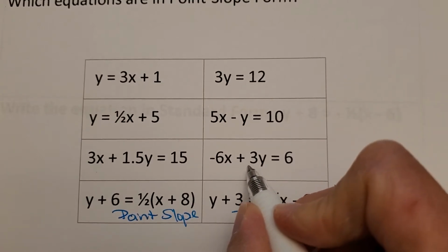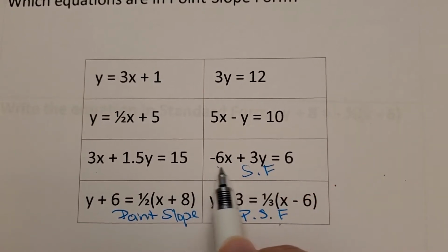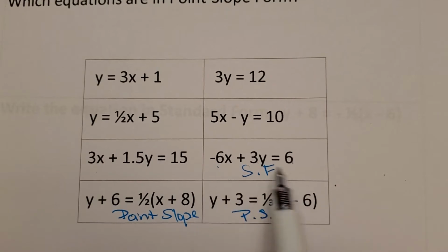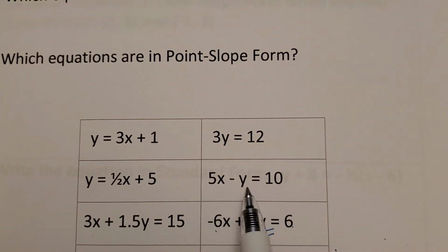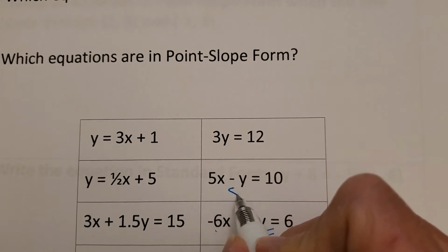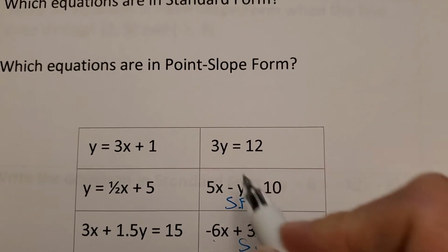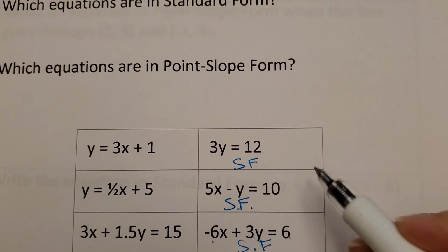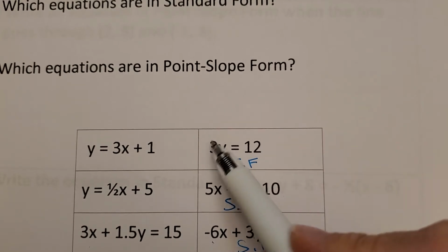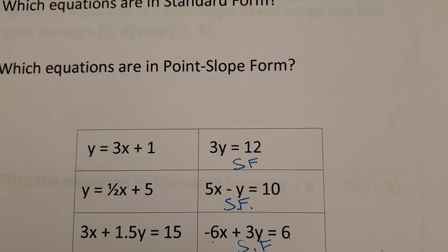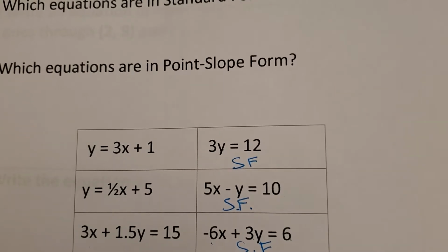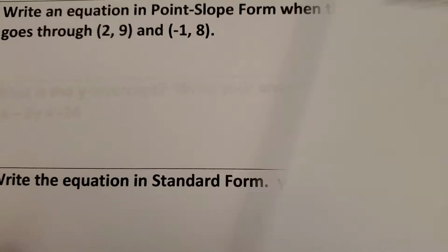Then this one is in standard form because we get an x, a y, and a constant. Everything is an integer. X, y, constant, all integers. It's a 1 there. So this is also in standard form. And then this one is considered standard form too. It's just that x is 0, so you don't see it. Okay, so that's one of the things you'll have to do, distinguish between the forms.